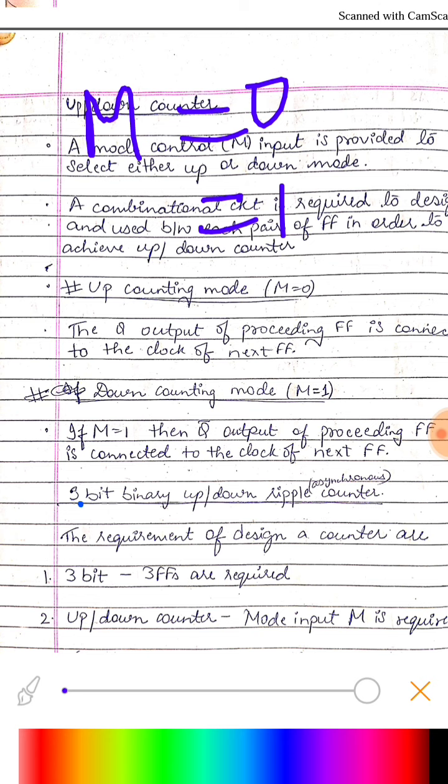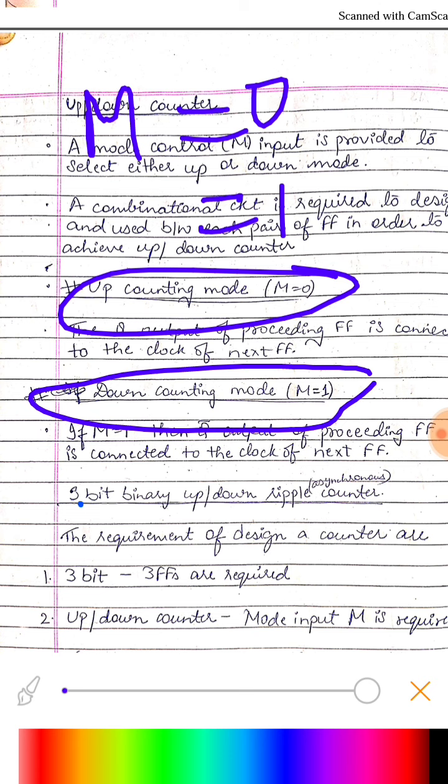If we need to count from 0 to further counts, that is up mode, we will use M equal to 0, and if we want to use the down counting mode, we will use M equal to 1. So for this we need a combinational circuit to choose out of the given two methods.